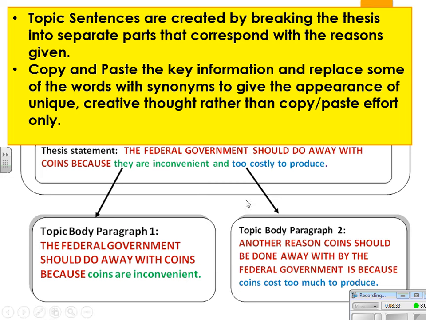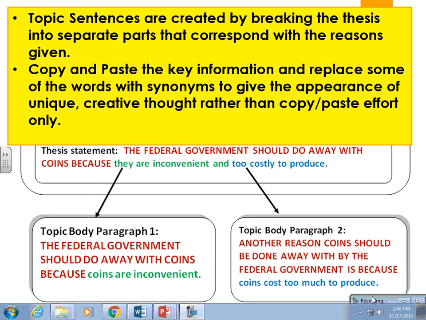The thesis statement that I begin with is, the federal government should do away with coins because 1, they are inconvenient, and 2, they are too costly to produce. So if I want to create topic sentences from that, I literally would copy that whole sentence and paste it maybe into my graphic organizer, maybe even into the beginning of my body paragraphs.